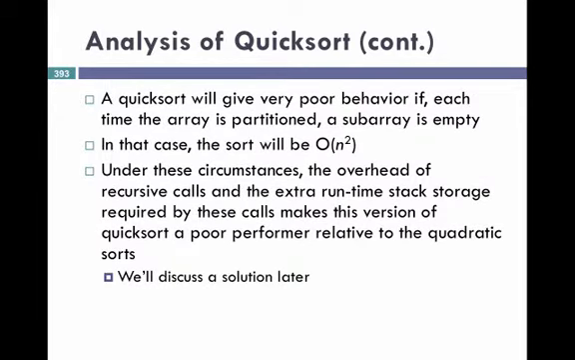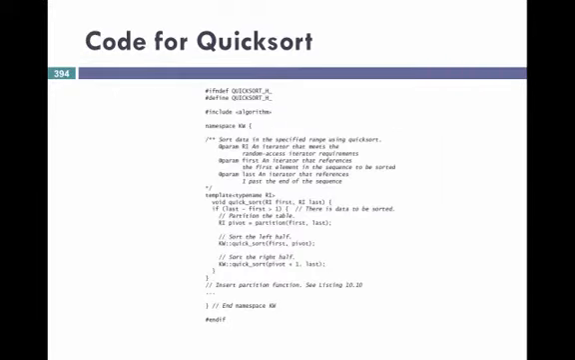Now quicksort will give very poor behavior if every time the array is partitioned, a subarray is empty. In that case, it would be order n squared. Under these circumstances, the overhead of recursive calls and the extra runtime stack storage required by those calls makes this version of quicksort a poor performer relative to the quadratic sorts. We'll discuss a solution to this in a bit. Here's some code for quicksort. We've got our quicksort routine. We do our partitioning, sort the left half, and sort the right half.